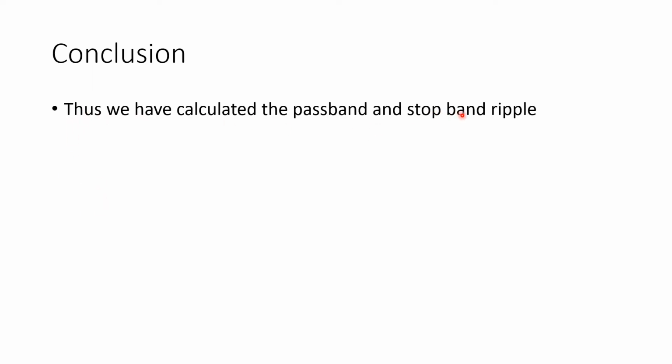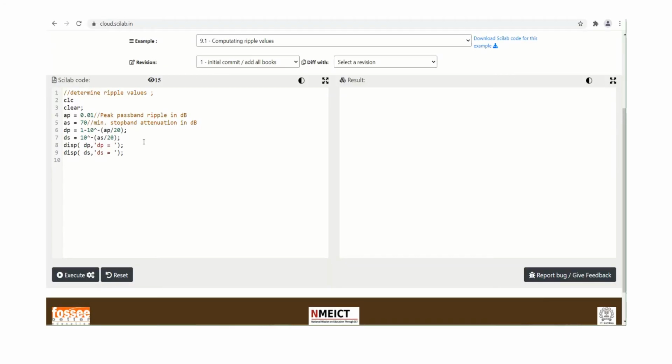Thus we have calculated the pass band and stop band ripple values. So this is the code that I have written here, and now I will execute this code. See here, these are values in the dB form and we have converted the dB into what? The fraction form. So this is the simple practical, simplest practical. Just how many code lines you have to write? Only 6.